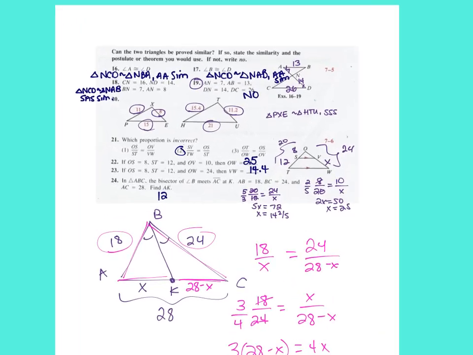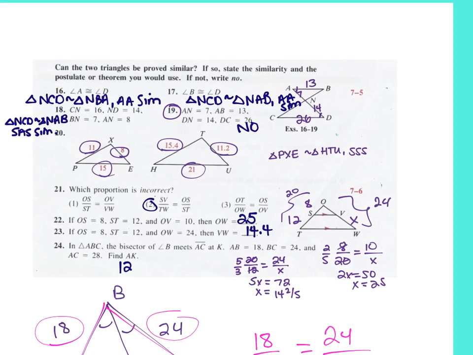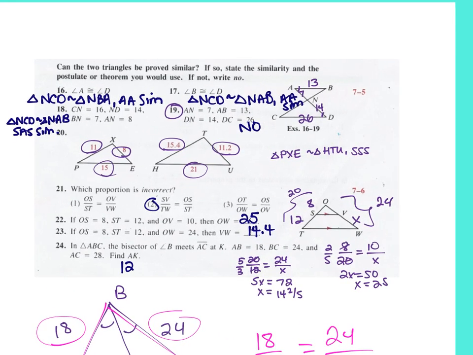Okay, second page on the review was your triangles being proved by angle, side angle side, or side similarity. So 16 is yes and it's angle similarity. 17 is yes and it's angle similarity. 18 is yes and it's side angle side. And 19 is no. It does give you the side information, but they're not proportional.